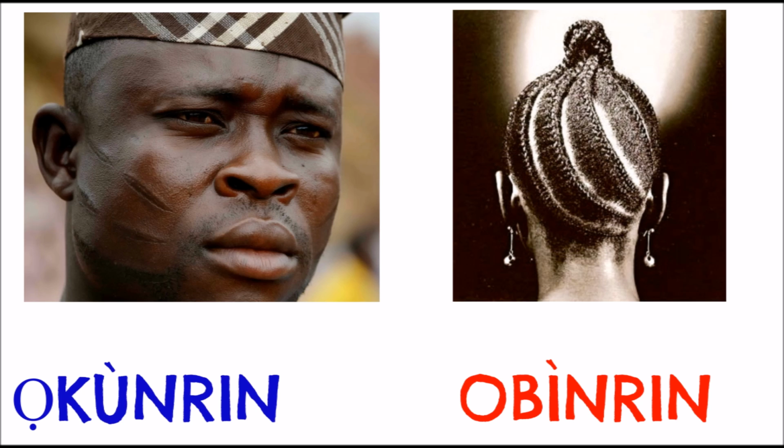Obìnrin, re do re. Just the same way. To know how to put accents on words, you need to be able to pronounce those words, break them into syllables, and then put the accent. There would only be one accent in one syllable. So ọkùnrin, re do re, obìnrin, re do re. That's how you put accents on those words.